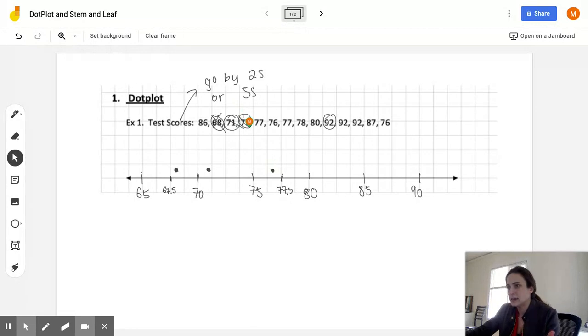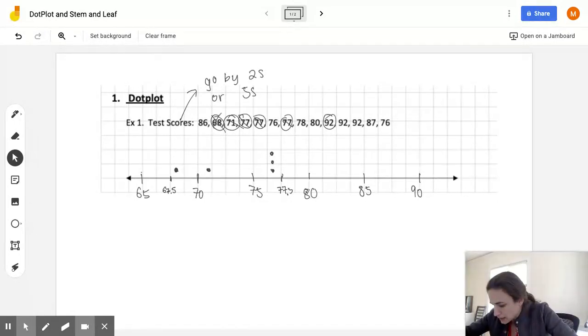So 77 would be about right there. Since I noticed there are 3 of them, I'm just going to put all 3 77s on the graph at the same time. So if you have something multiple times, you stack them on top of each other. You can also use X's, but don't alternate between X's and dots. 76 would go right here.